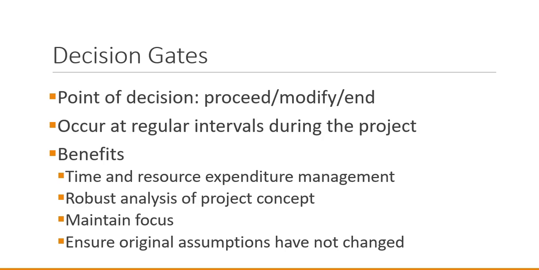And finally, decision gates provide the project management team with the opportunity to step back and re-evaluate the original assumptions, make sure they're still valid and that they haven't changed, so that the project is still a valid concept. If there have been changes in the assumptions or something that the project management team has seen leads the team to believe that the assumptions were inaccurate, then that would call for possible changes in the project plan.